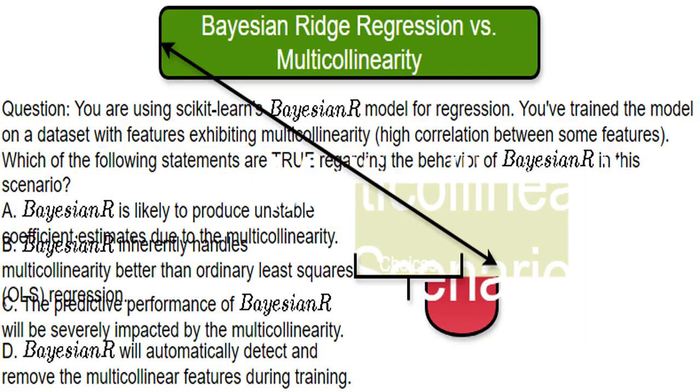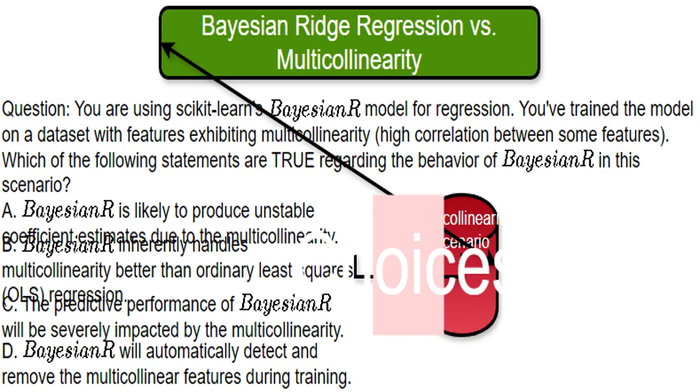I'm looking at a situation where some features in my dataset are highly correlated, meaning they're essentially saying the same thing. This is called multicollinearity, and it's something I need to consider when using statistical models. These are the possible answers to the quiz question about how Bayesian-Ridge regression handles this multicollinearity. Let's examine them one by one to see which is correct.